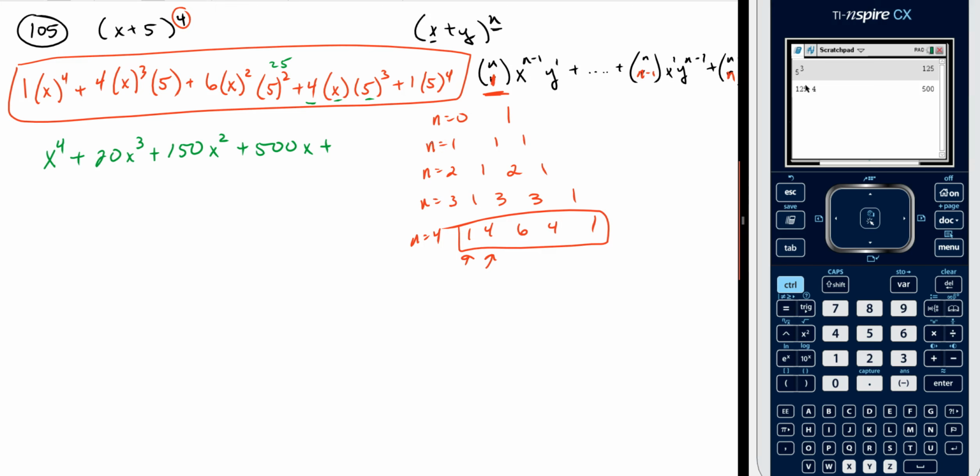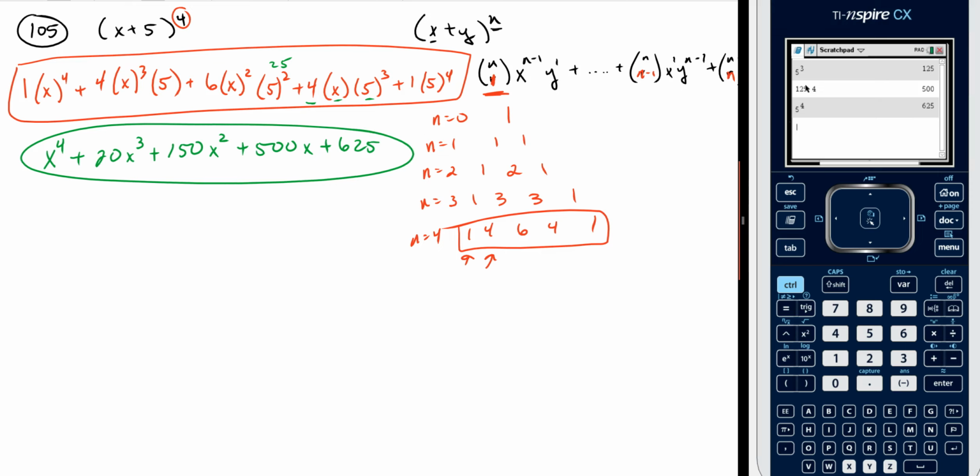So we get 5 to the 4th, which is 625. And that is my binomial expansion for number 105.